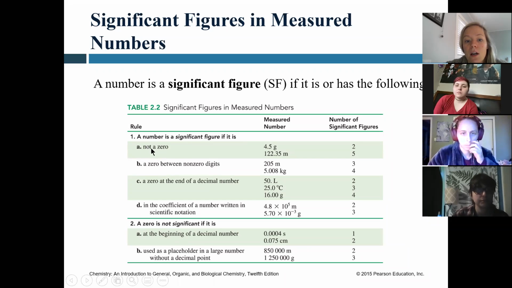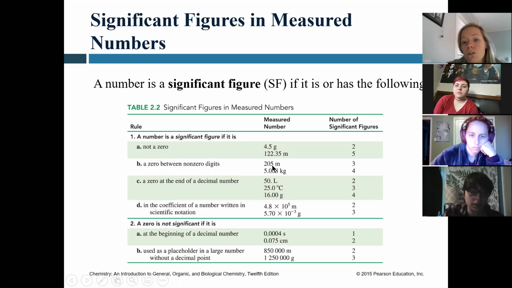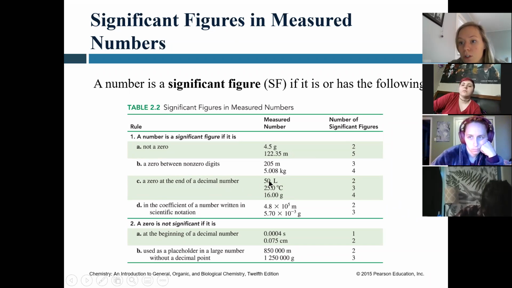So a significant figure, if it's not 0. So this has 2, this has 5. 0 between non-zero digits. So 205, we would say 3 sig figs. How about this one here, 5.008? Well, we know the 5 is significant and we know the 8 is significant, so the zeros in between have to be significant. A 0 at the end of a decimaled number, we are going to say those are significant. So 50 with a decimal there, the 0 in front is significant. The decimal is indicating to the reader that you've measured out to that value.